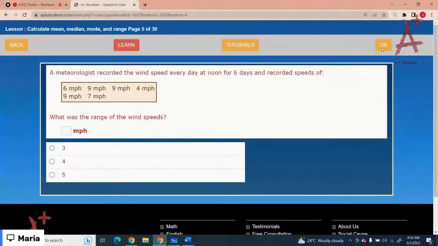So just look at the number that is least in the data. Which one is the least one? 4 is the least one. And the greatest one is 9. So subtract the least one from the greatest one. 9 minus 4 is 5. That means the range of the wind speeds is 5. Got it?